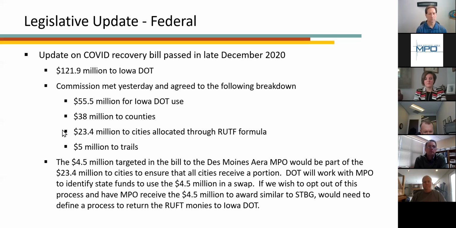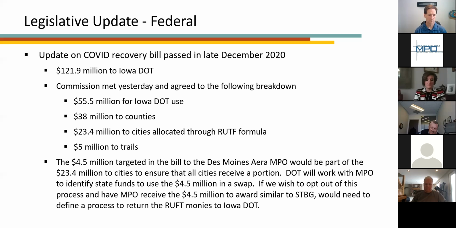What the DOT is suggesting is that 4.5 million would be allocated through the road use tax formula. So we wouldn't receive an allocation similar to our STBG funds. The money would just go to the communities through this road use tax formula, so the money that would go to the MPO communities in our area would equal 4.5 million allocated through the road use tax. If we wanted to opt out of that, we can, but then we'd have to come up with a mechanism to have the communities return that money to the DOT. So that's what's being proposed.